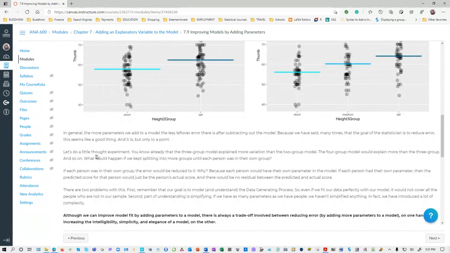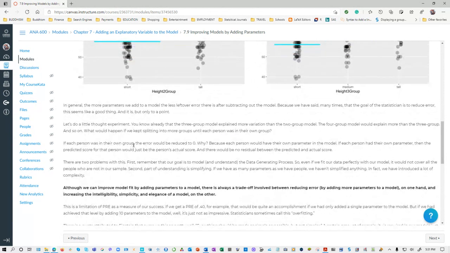Let's do a little thought experiment. You know already that the 3-group model explained more variation than the 2-group model. The 4-group model would explain more than the 3-group model, and so on. What would happen if we kept splitting into more groups until each person was in their own group? If each person was in their own group, the error would be reduced to 0.